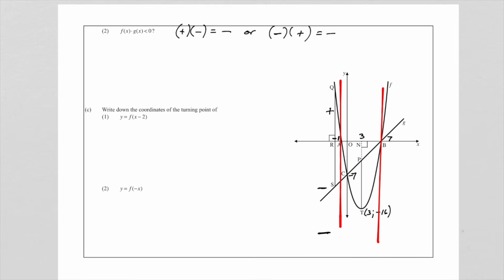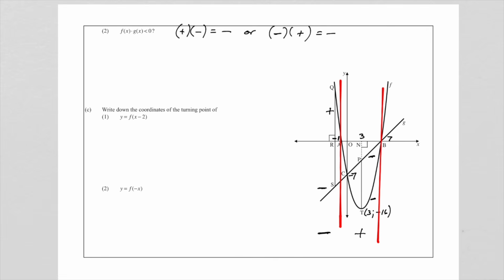Now I'm also going to look at the second interval. It's now this interval between -1 and 7. As you can see, here the straight line is negative and the parabola is also negative, because both of them are below the x-axis. Remember, if the graph is below the x-axis, the graph is negative. Above the x-axis, it is positive. So you will agree that this negative times this negative will give us a positive.